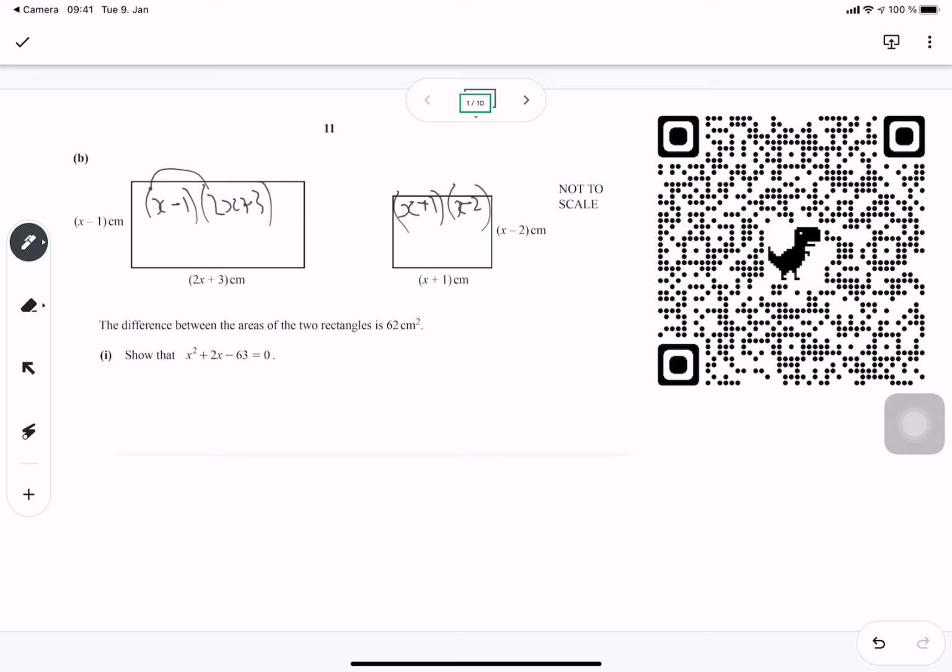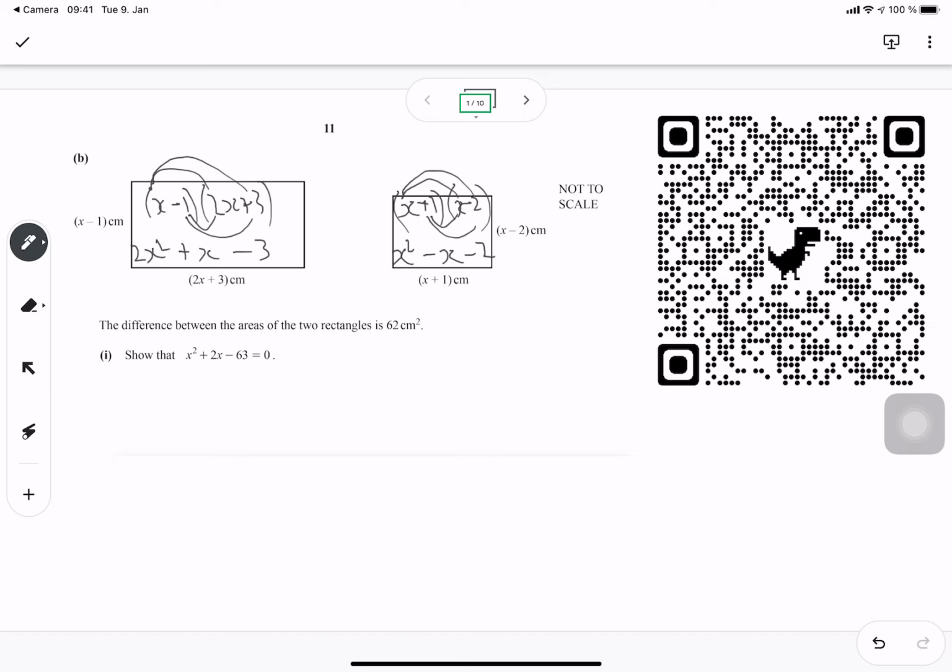So that's going to give me 2x squared plus 3x. I'm going to leave that for the time being because it's also going to give me minus 2x. So I'm just going to combine them straight away to give me x. And then minus 1 and positive 3 gives me minus 3. And this one here, x times x gives me x squared. That's going to give me minus 2x, and that's going to give me 1x, so overall it's going to be minus x. And then plus 1 times minus 2 gives me minus 2.